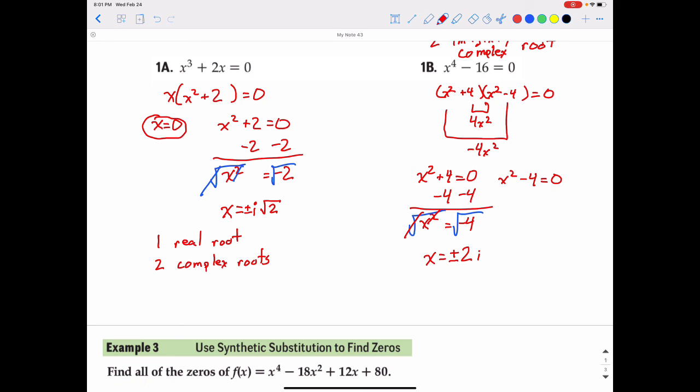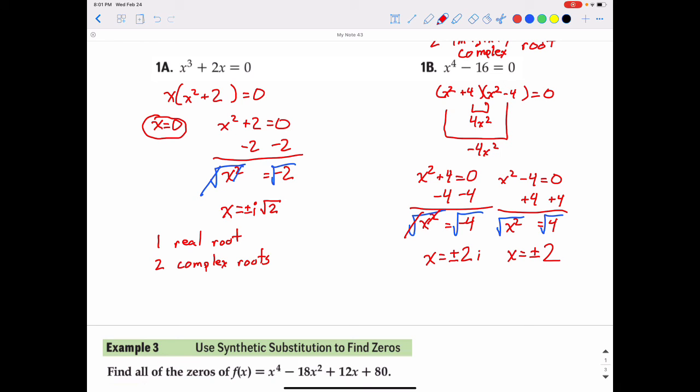On the one on the right side, I would add 4 to both sides. So that would be x squared equals 4, and then square root both sides of that. And I'm square rooting a positive 4 this time. I still need to use plus or minus, but the square root of positive 4 is just 2, so that would be plus or minus 2.